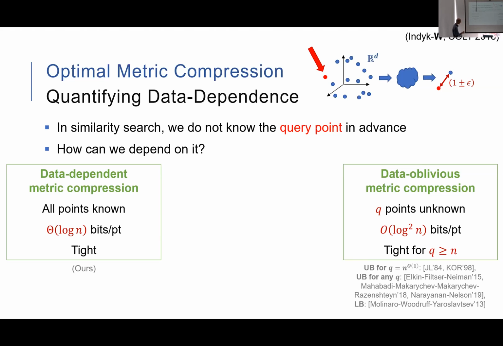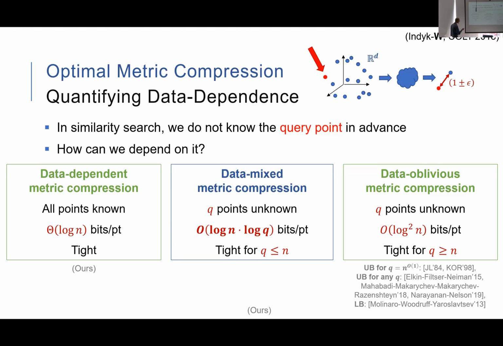But still, this leaves open this entire gap in the middle, of what happens if you have some queries, some portion of the data you don't know, but less than the portion of the data that you do know. And in this case, we can extend our results to get a better compression rate of log n times log q, where n is the number of data points that I do know, and q is the number of query points that I don't know. This is tight in this regime where the number of queries is small compared to the number of data points, and this is the full picture. You can get something out of data dependence, even if you don't know all of your data, as long as the portion that you don't know does not exceed the portion that you do know.